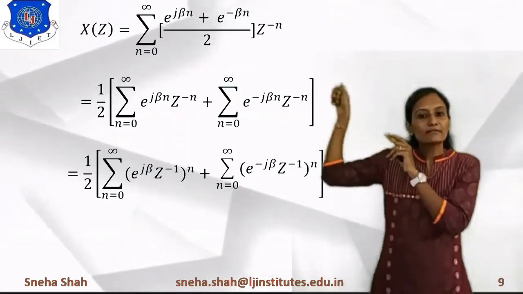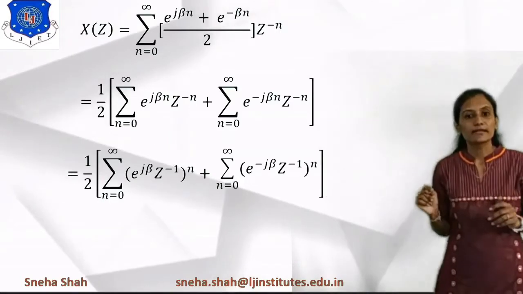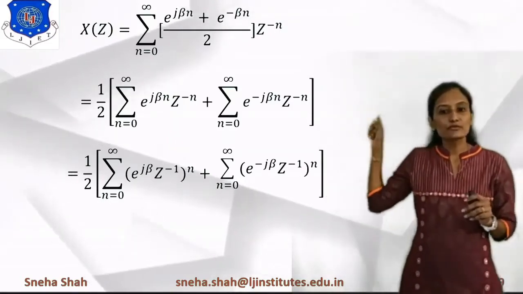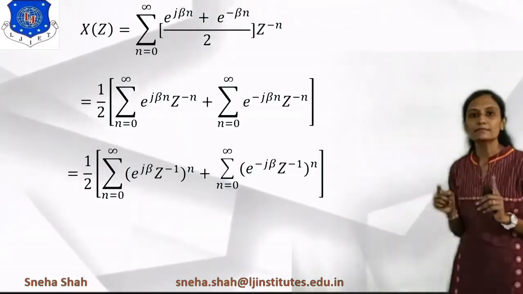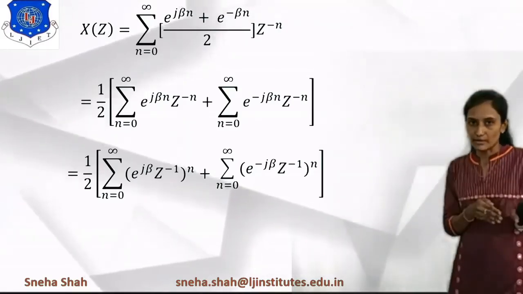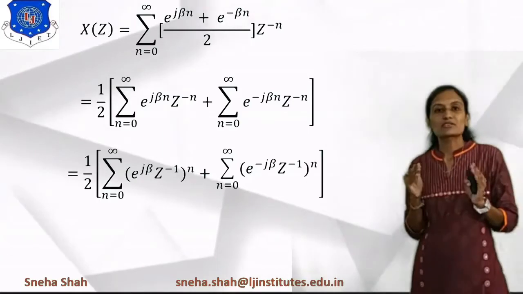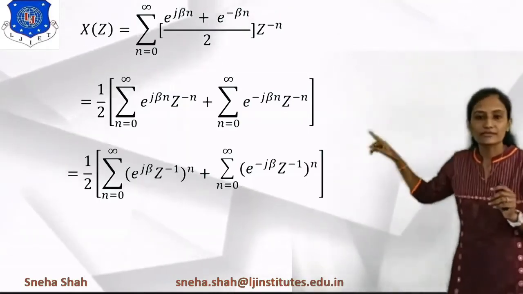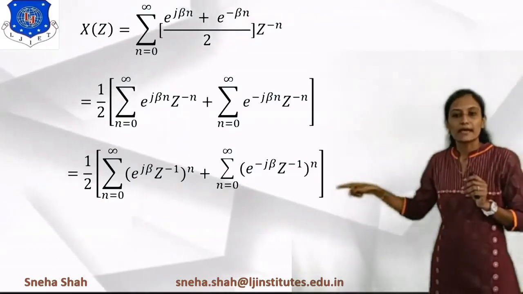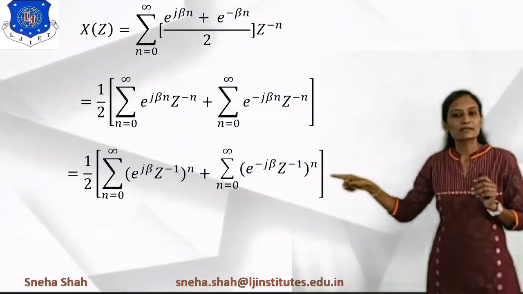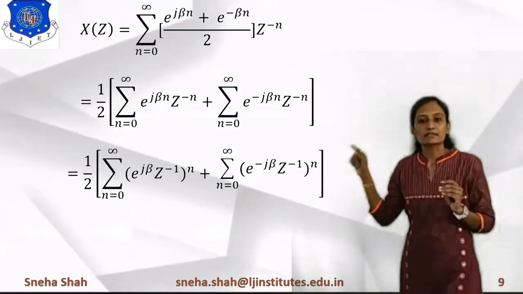Now this 1 by 2 is taken as the common part, right? Now I am converting these two terms into the form of capital A raised to n. So what will be the term? 1 by 2 will be the common part. The first summation is summation n equals 0 to infinity. The first term is e raised to j beta into z raised to minus 1, all raised to n. And the second term is e raised to minus j beta into z raised to minus 1, all raised to n.